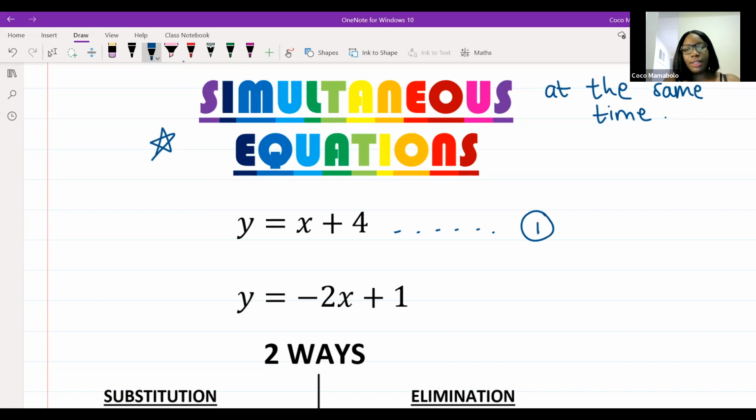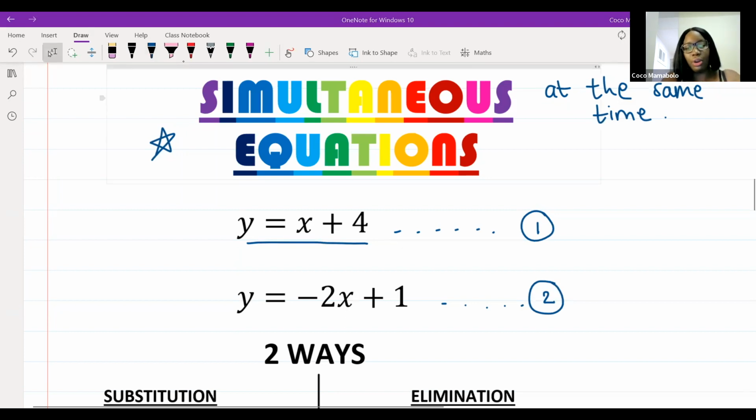This is equation 1 and equation 2. There's a problem with me having to solve for anything here because I have two unknowns. What are my two unknowns? Yes, Itumeleng. Ma'am, is it X and Y? That's it. It's X and Y.